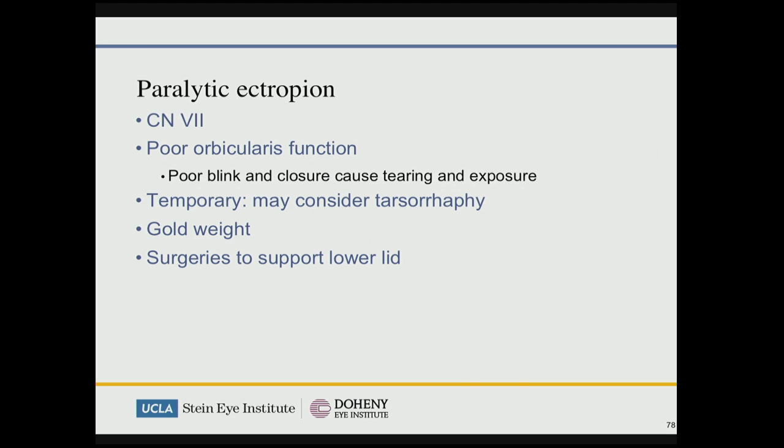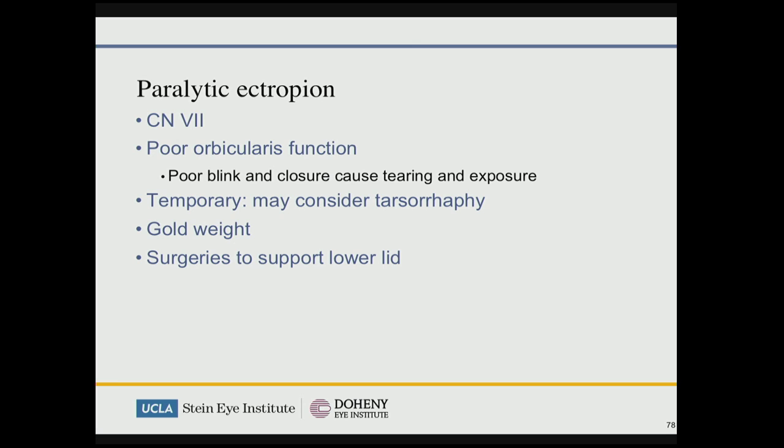Paralytic ectropion is caused by deficits in or paralysis of the seventh cranial nerve, and it results in poor orbicularis function, which leads to poor blink and closure that then causes tearing and exposure problems. Temporarily, this can be treated with a tarsorrhaphy, but more permanent lower lid surgeries are indicated.